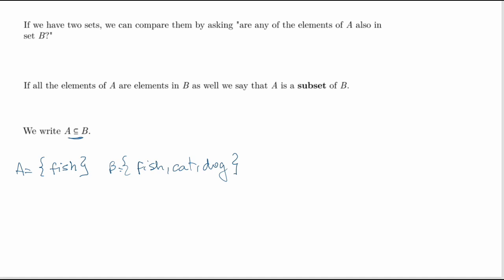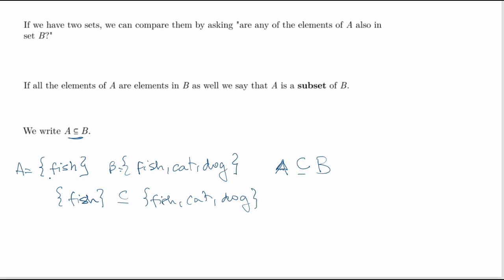Well, there is fish. Actually, all elements of A, which is just composed by fish, but all elements of A are in B. So it is a subset, meaning that A is contained in B. Okay? Or you can even put it this way. The set fish is contained in the set fish, cat, and dog. Okay.